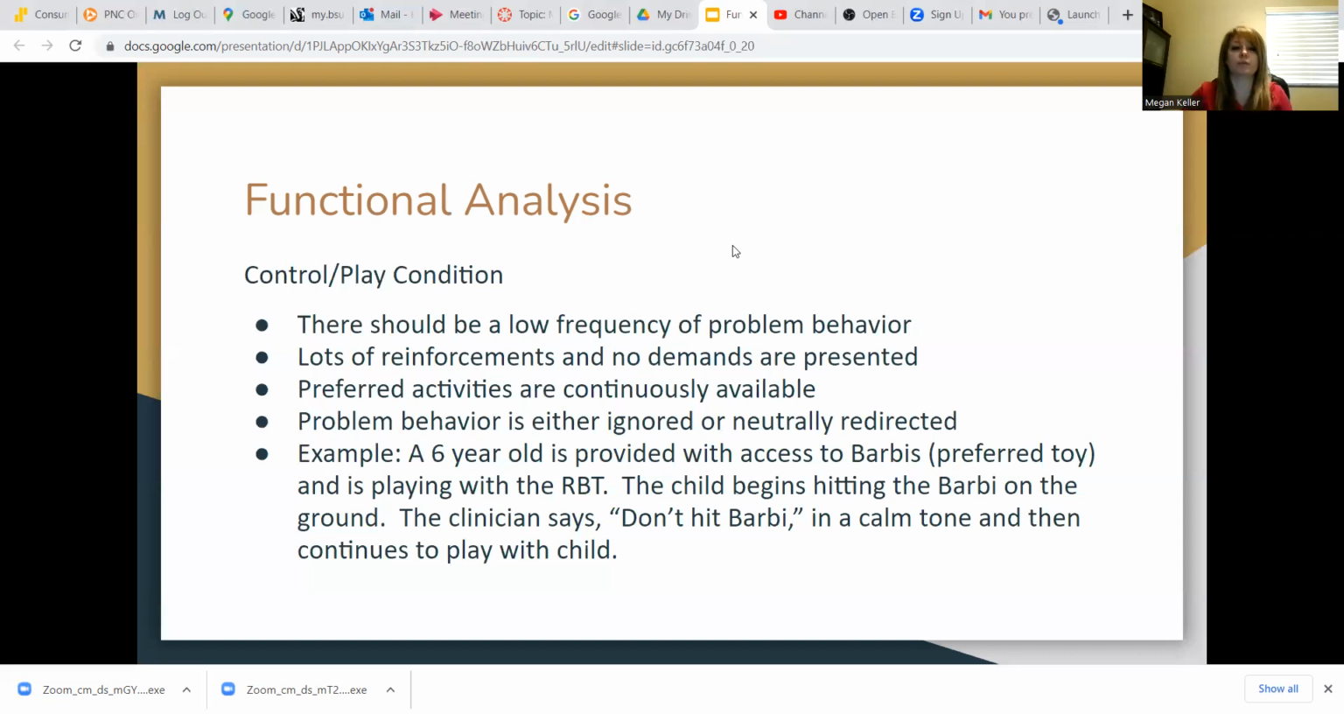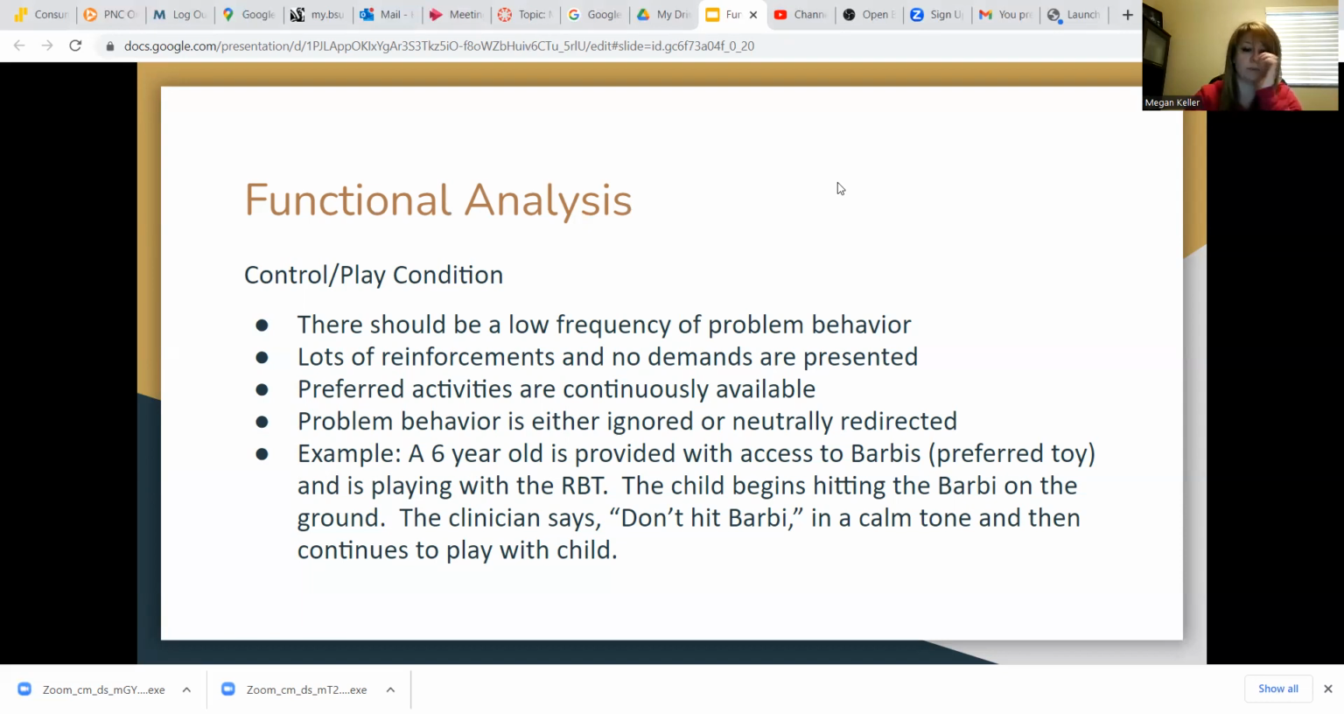Now, the control and play condition is the condition in which the RBT should see a low frequency of problem behavior. There's lots of reinforcement being provided to the client and no demands are presented. Preferred activities are continuously available and problem behavior is either ignored or neutrally redirected.